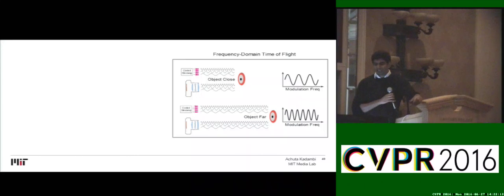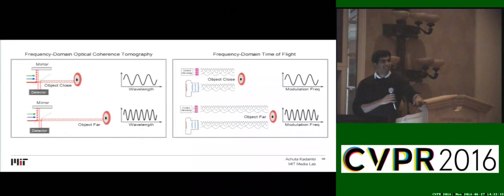I have an object close to the camera, and the camera has different LEDs strobing at different frequencies. When the object is close, if I plot the received signal off the chip with respect to modulation frequency, I see basically a sinusoidal pattern. The frequency of that sinusoid varies with the distance, as expected. And this is not new. This is exactly the principle used in frequency domain OCT. But in OCT, instead of modulation frequency, you have optical wavelength. So that's really tailored toward microscopic scenes.